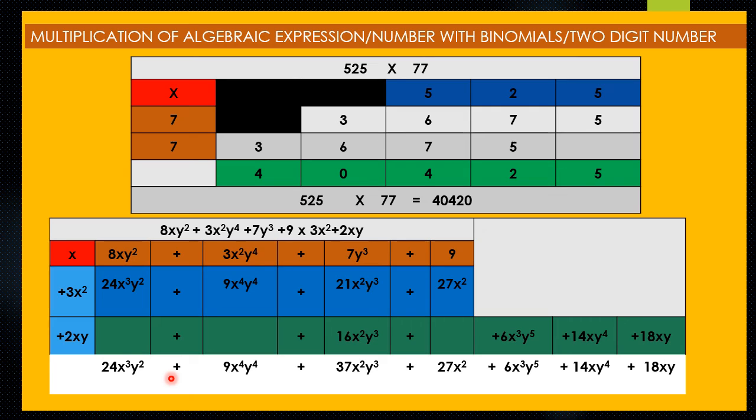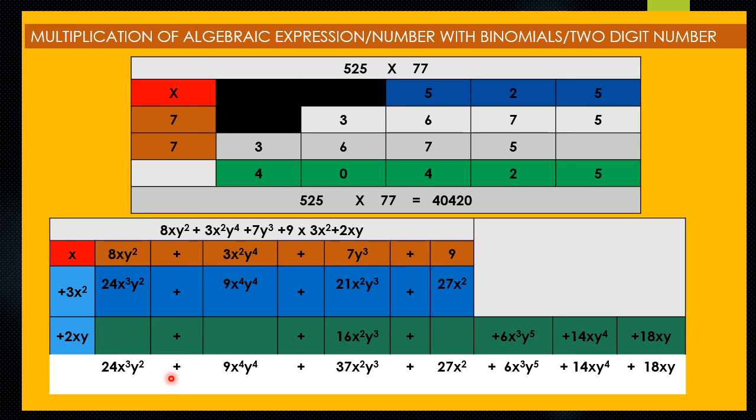Now you look to the multiplication of the third term. While multiplying 2xy with 7y cube, we get 14xy4. So again there is no like term in the first row. So I have to bring it out. So I have put it out here, 14xy4. Again multiplying 2xy with 9, we get 18xy. No like term is available in the first row. So again I have to bring it out.